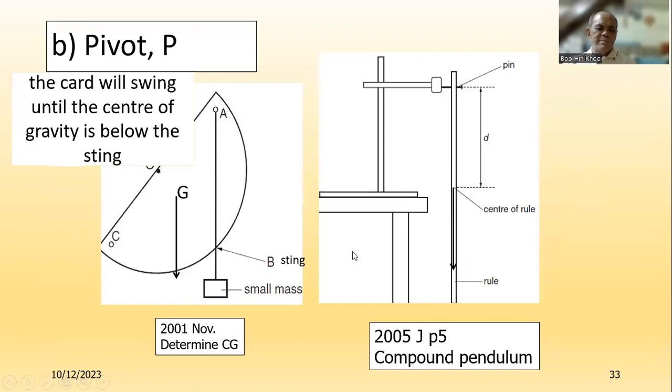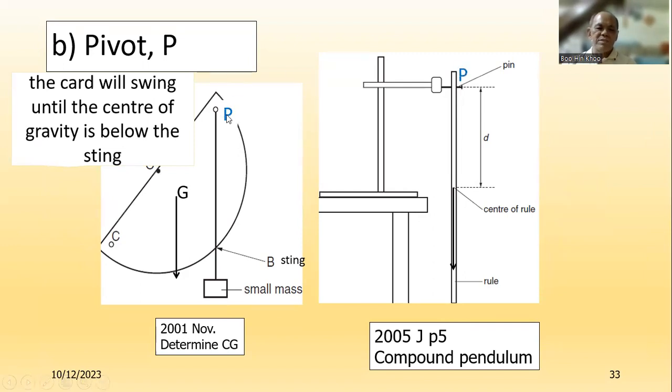This experiment came out in practical paper 3, where the students are required to find the center of gravity, and they are required to make a cut, in this case a cut at a different angle, and then find the center of gravity. This one is a compound pendulum, 2005 June, paper 5.